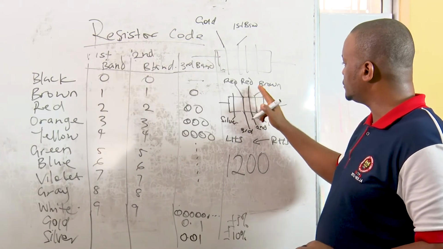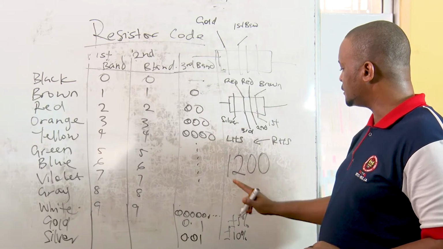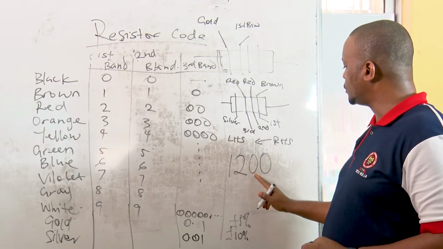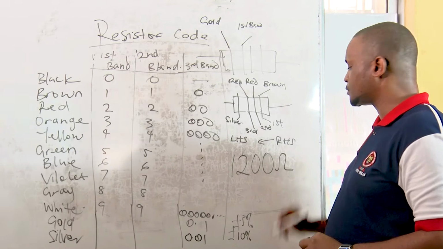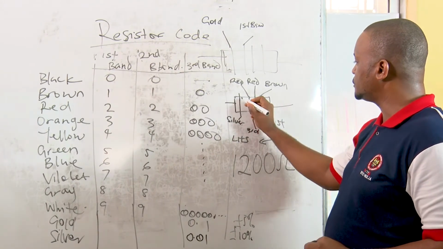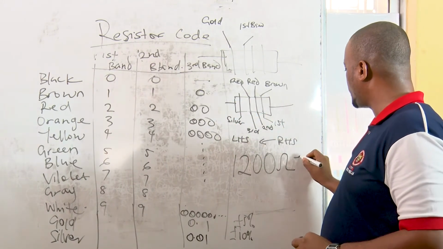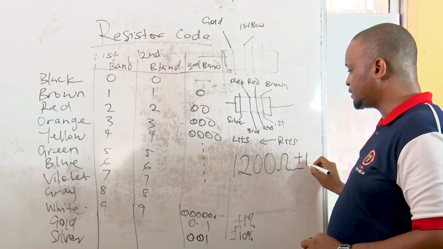So brown, red, red is 1, 2, 0, 0 ohms. Okay, now what is the tolerance? This is silver, plus or minus what? 10%.